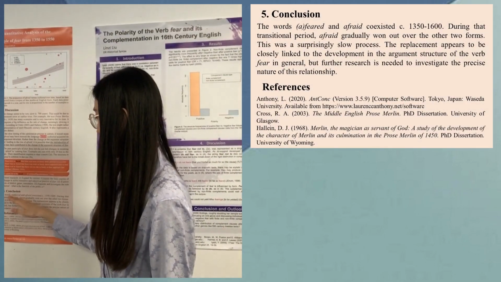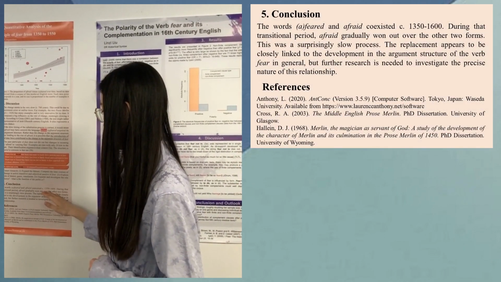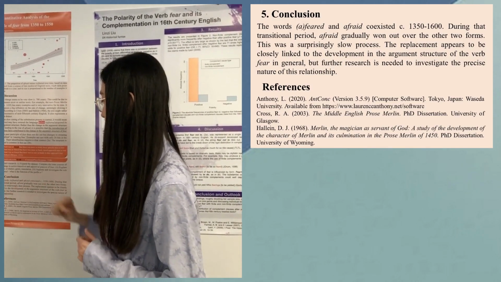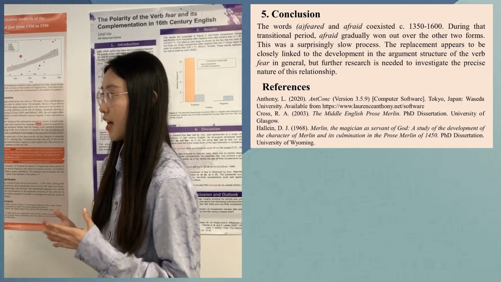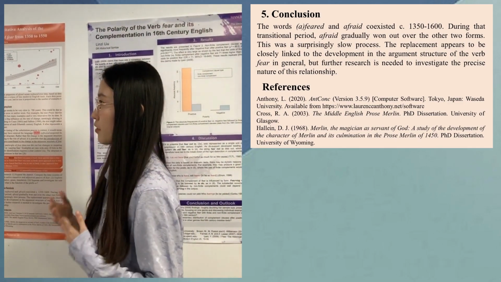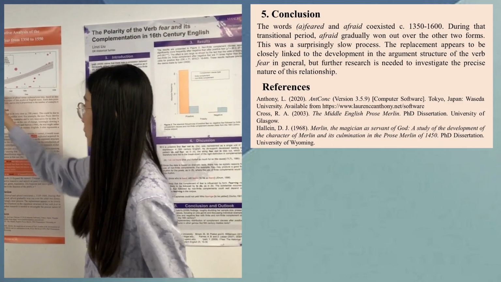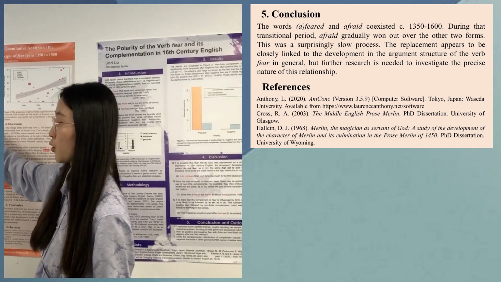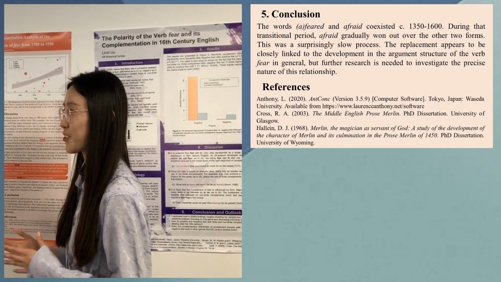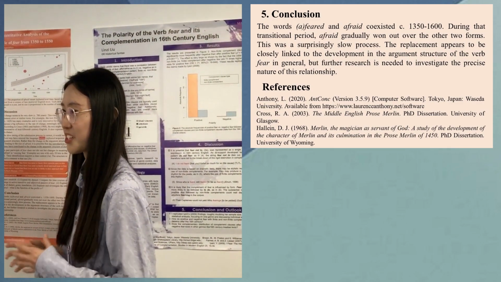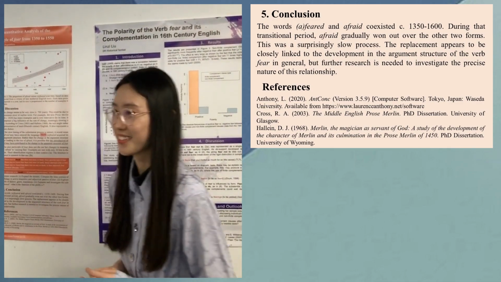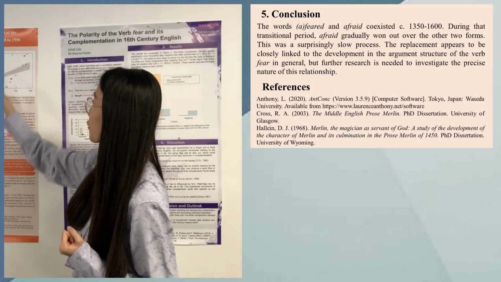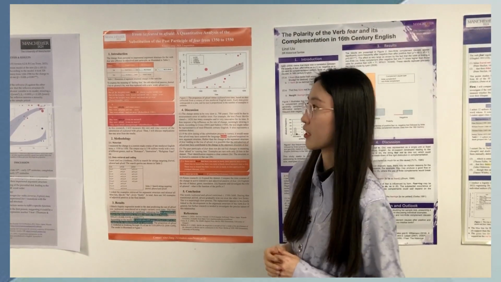To conclude, the words afeared and afraid coexisted roughly from 1350 to 1600. During the period, afraid gradually replaced the other two forms, but this was a very slow process. The replacement seems to be connected to the change in the argument structure, but further research might be needed to find the precise nature of the relationship between the two, and that's my research. Thank you. Yes, and the data given is from 1315 to 1550.